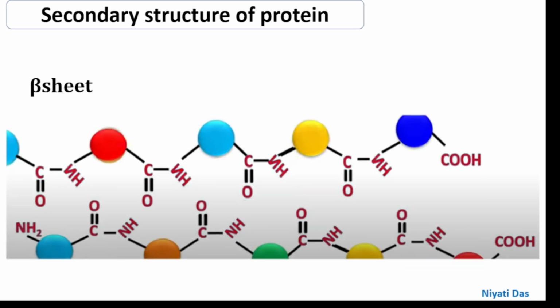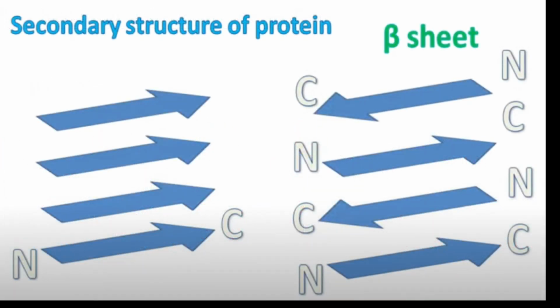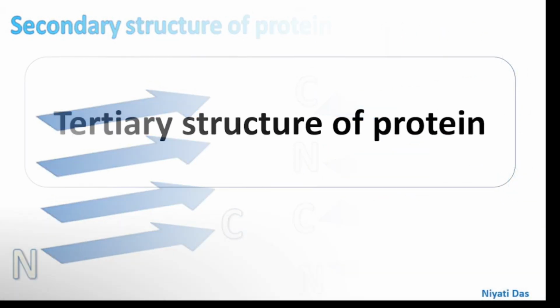Beta sheets. Beta sheets are a secondary structure of protein. Now in the alpha helix, hydrogen bonds form within the peptide chain, while in the beta sheets, the hydrogen bond is formed between different segments of the polypeptide chain. It can be parallel or it can be antiparallel.